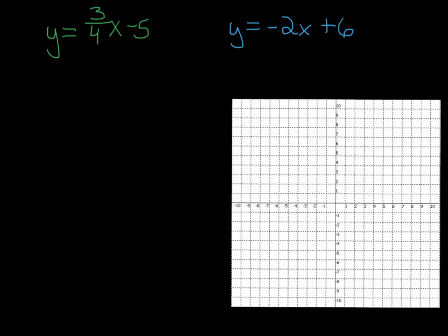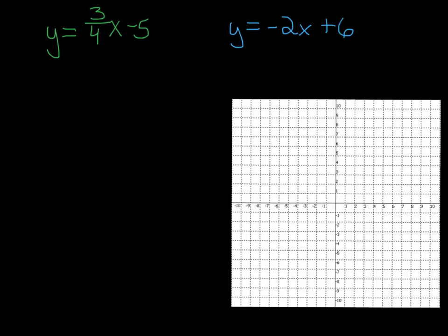Now, we are actually going to solve our systems. I've given you two equations, y equals 3/4 x minus 5 and y equals negative 2x plus 6. We are going to graph them both and find the intersection point, which is the solution to the system. So let's first graph our green equation.